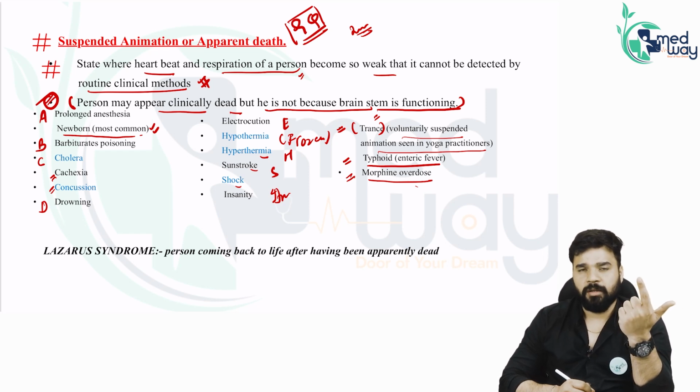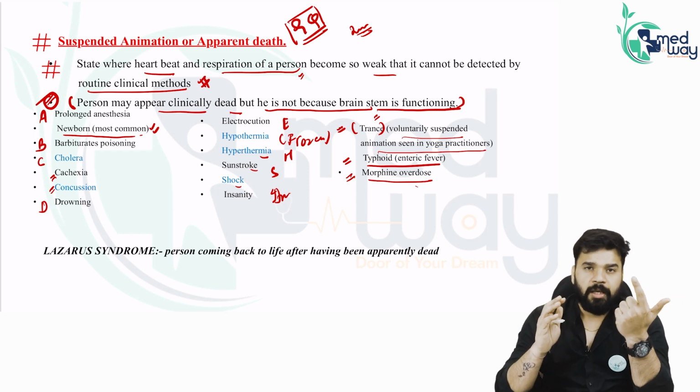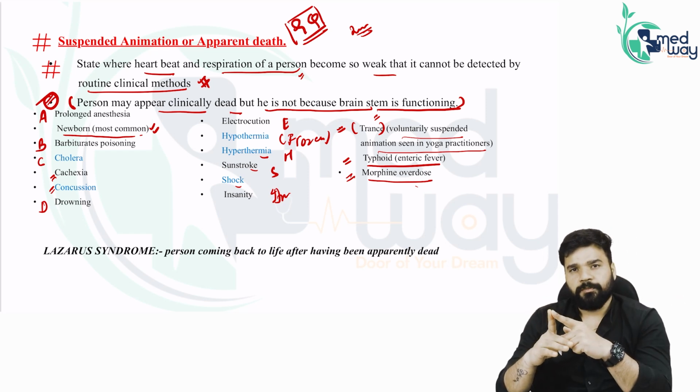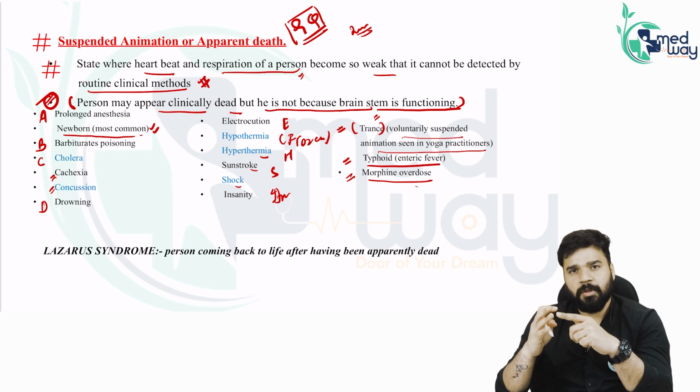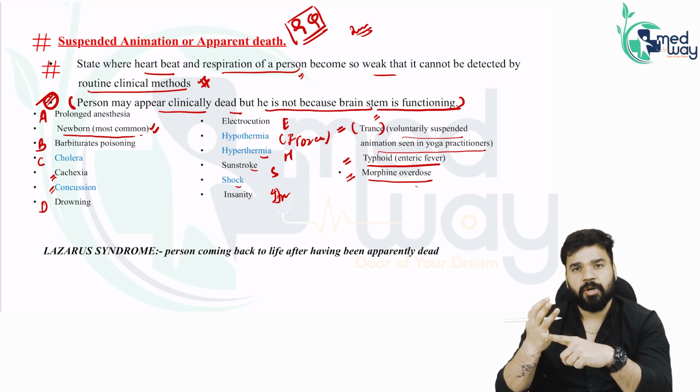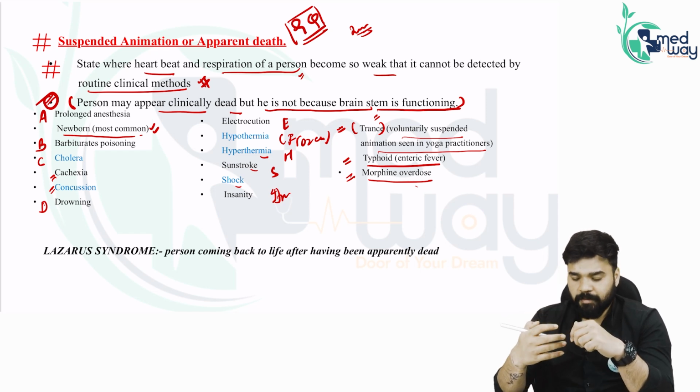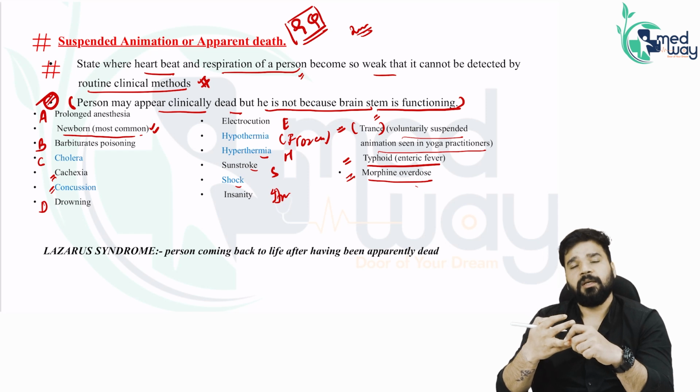D, drowning. You will see suspended animation. E, electrocution. F, in frozen state, like in hypothermia, you will see. Then hyperthermia also you will see. Hyperthermia also contains sunstroke or heat stroke. Okay. Then comes insanity. You will see suspended animation.